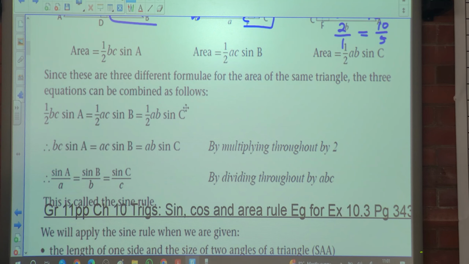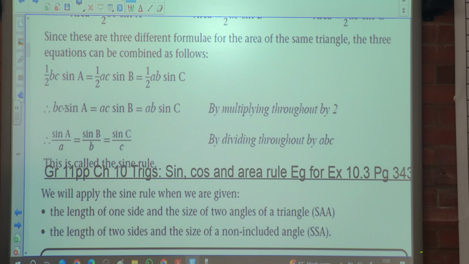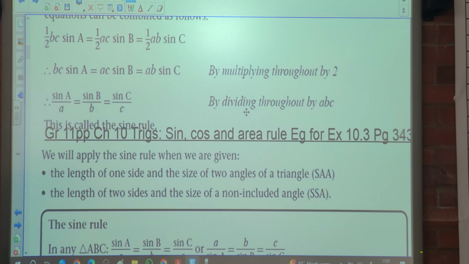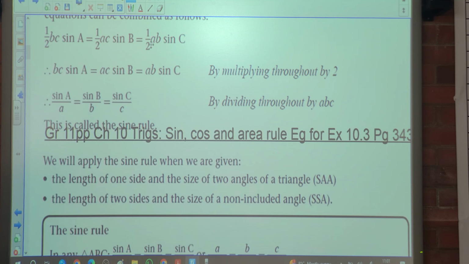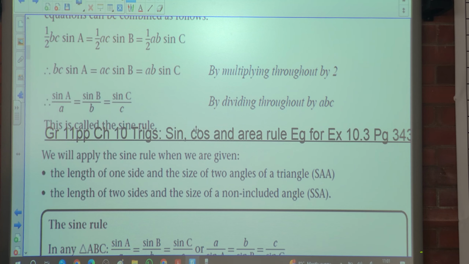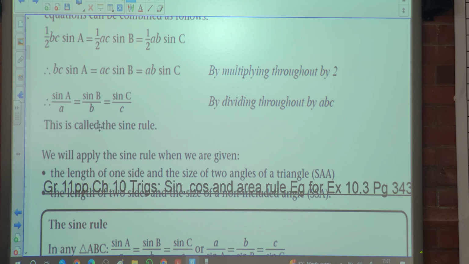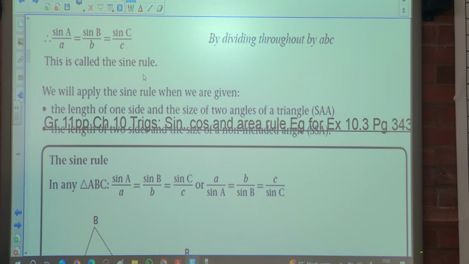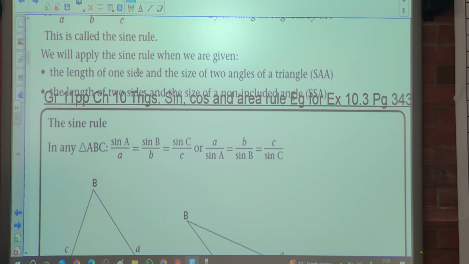Why can it be combined? Because the areas are the same. So we're going to multiply throughout by 2. I then get BC sine A is equal to AC sine B is equal to AB sine C. Divide throughout by ABC. We then get sine A over A is equal to sine B over B, which is equal to sine C over C. This is called the sine rule.